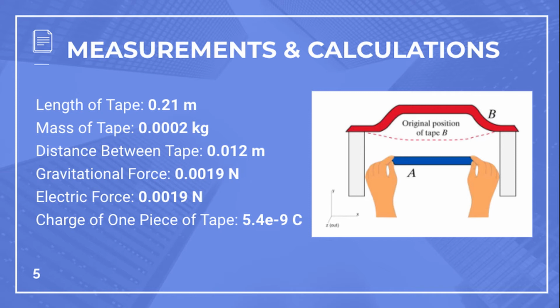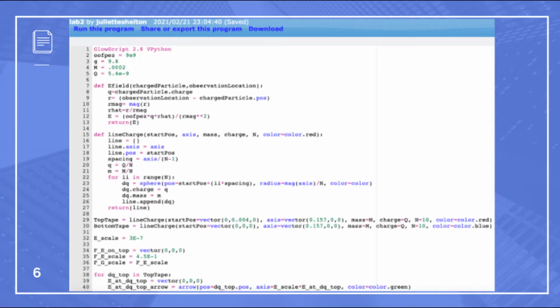Then measurements and calculations. The first few measurements are measurements that I found in Lab 1, but the last calculations were all from this lab. The length of my tape was 0.21 meters. The mass of my tape was 0.0002 kilograms. The distance between my two pieces of tape was 0.012 meters. The gravitational force was 0.0019 newtons. The electric force was 0.0019 newtons. And then the charge of one piece of tape using our new method was 5.4 times 10 to the negative 9th coulombs.